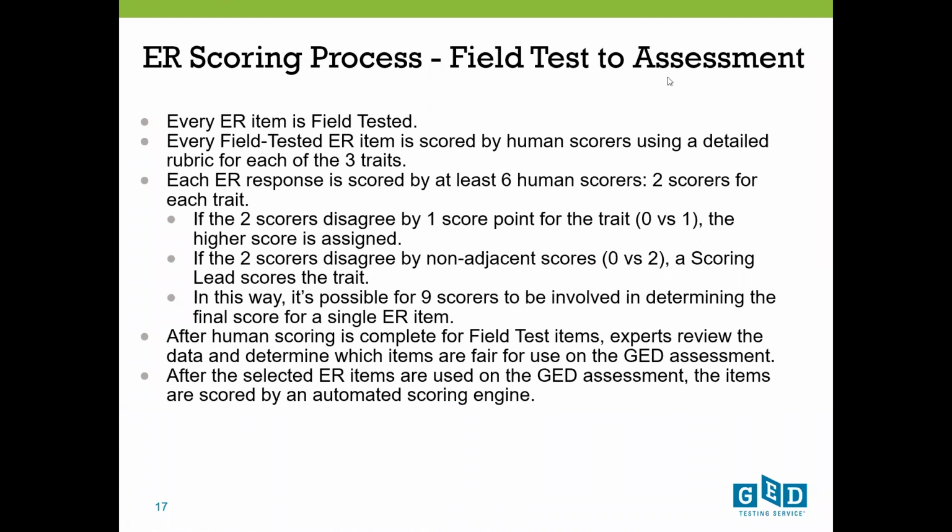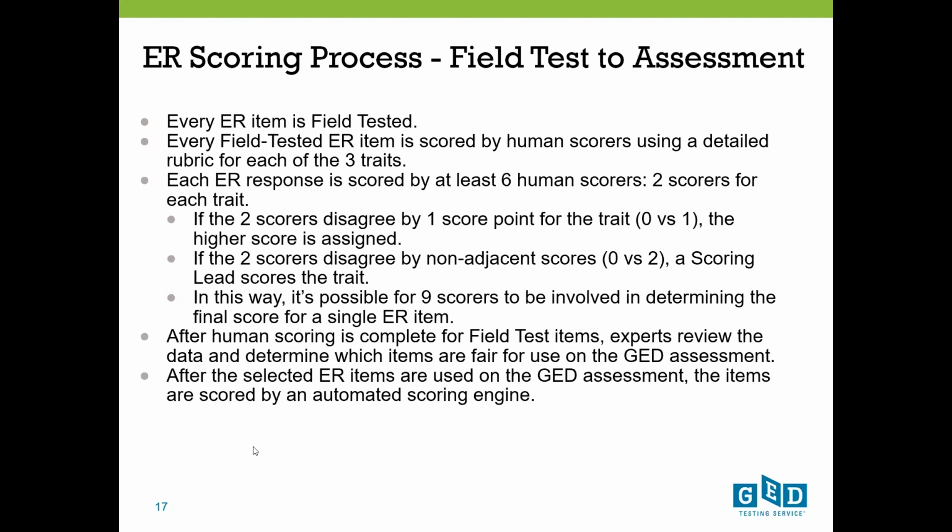So below is an outline of the scoring process, the next couple slides, from field test to assessment scoring. Every ER item is first field tested, and then every field tested ER item is scored by human scorers that are using a detailed rubric for each of the 3 traits. Each of these ER responses is scored by at least 6 human scorers, and that's because you have 2 different scores for each of the 3 traits.